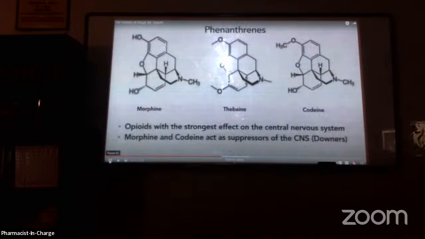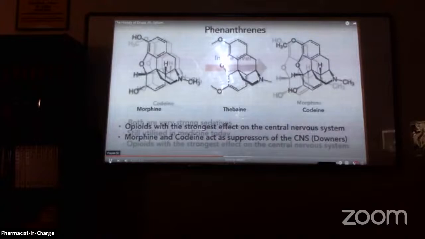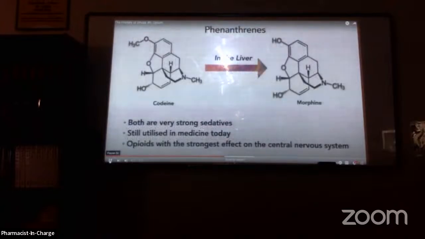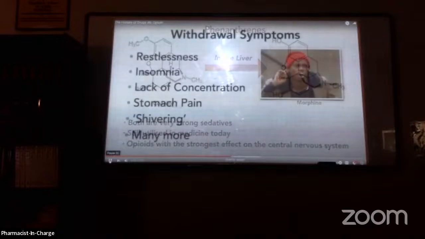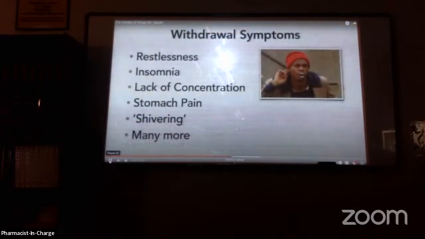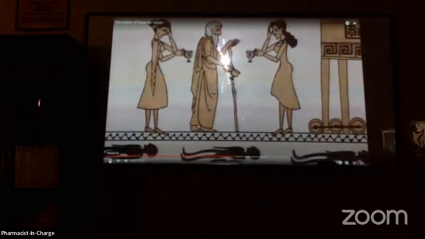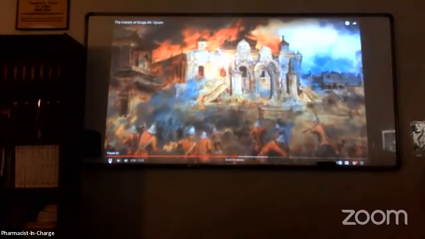Phenanthrenes, to which group morphine, codeine, and thebaine belong, are the compounds with the strongest effect on the central nervous system. Especially morphine and codeine, which in itself is broken down to morphine in the human liver, are notorious for the sedative and pain-relieving effects, as well as the incredibly fast developing dependence, which is reported to be excruciatingly hard to control, as withdrawal symptoms include restlessness, insomnia, and stomach pain. It is this downside to opium, which was not only able to destroy single people's lives, families, but even countries and empires. Don't believe me?